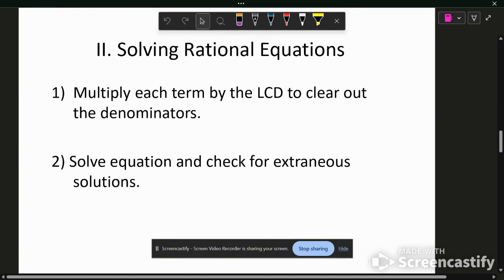Solving rational equations, there's a couple different ways that you can do this. One of the big things, though, is multiply each term by the LCD to clear out denominators. That's whenever you have two fractions on the same side. I'll show you an example of that. Also, to solve equations, you need to make sure that you check for those extraneous solutions. We'll talk about that as well.